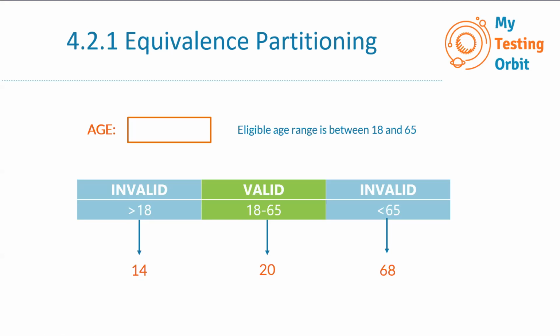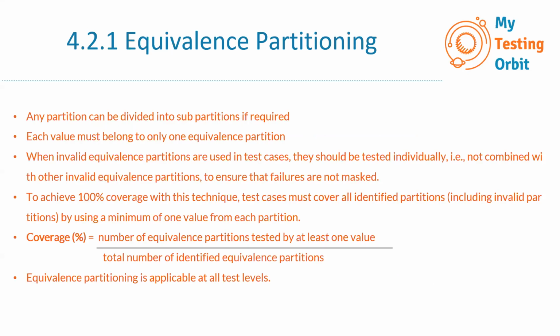So we are taking one value from each partition, which will be sufficient to cover the entire group. So I hope this one is clear. Coming to the next one, any partition can be divided into sub-partitions if required. Okay, so what are sub-partitions?